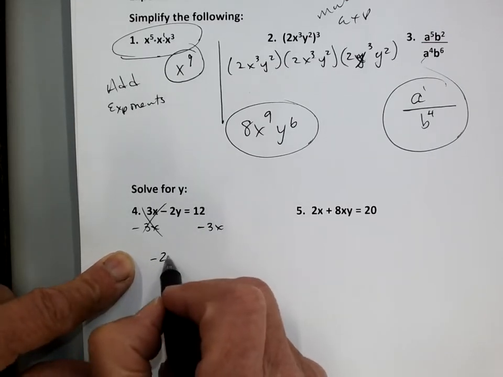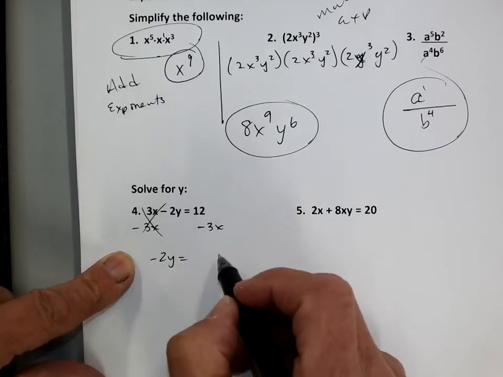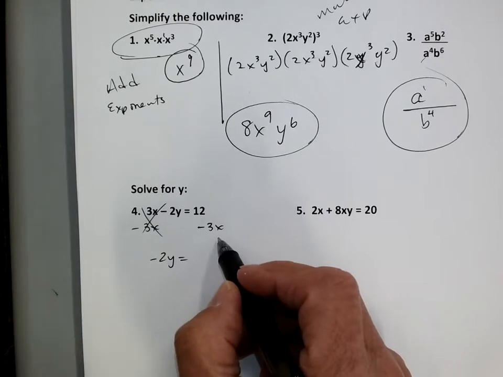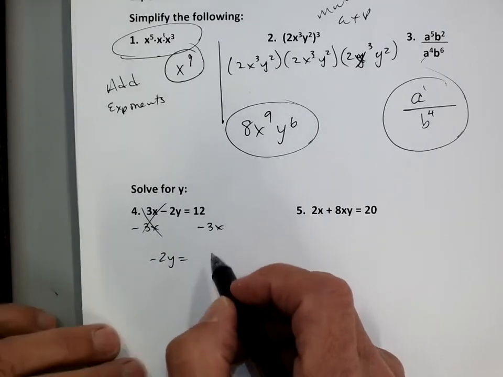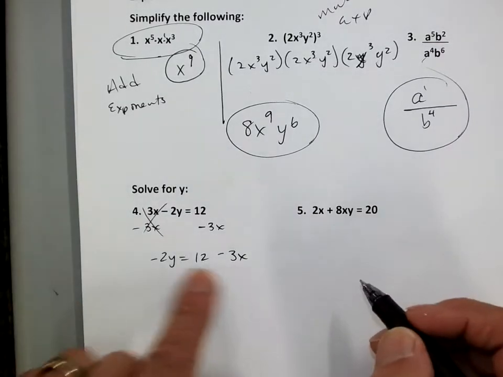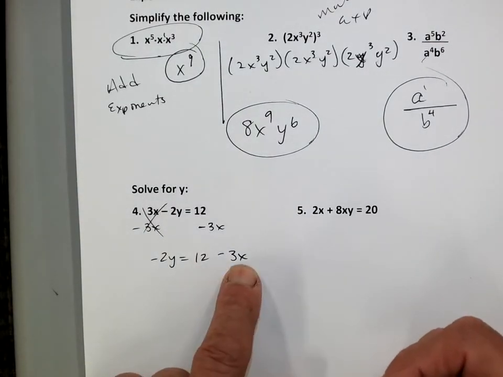A negative 2y equals, well, 12 minus 3x. You cannot, they're different. Don't make that a 9x. No, no, don't make that a 9x. It really is just a 12 minus a 3x. You can't subtract them. They're different, okay? That's a 12, and it has x's, okay?